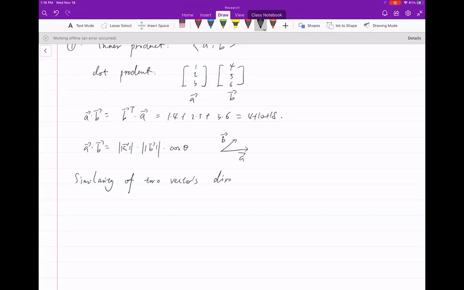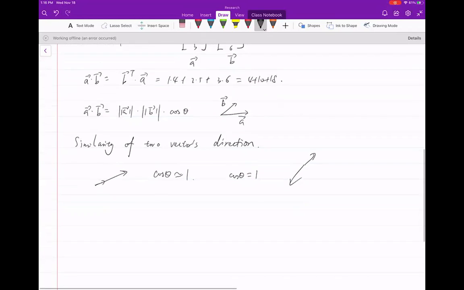Moreover, when I say similar, I'm more talking about the direction. So you can have two vectors going like this and this. And if they're in the same direction, that basically means cosine theta is almost like 1. That means your theta is almost like 0, right? And if it's -1, that basically means one vector goes this way, one vector goes this way. And if cosine theta equals 0, it basically means they're orthogonal to each other.